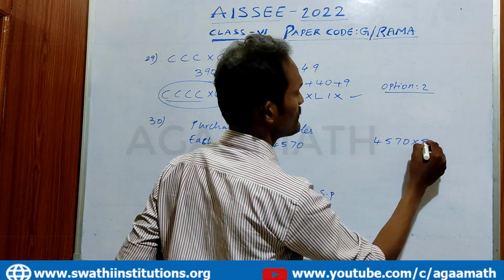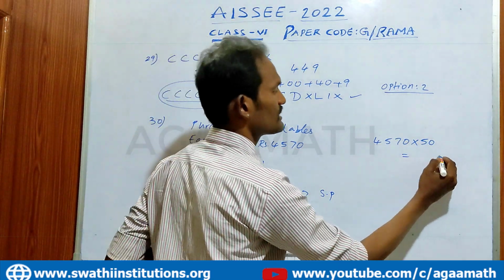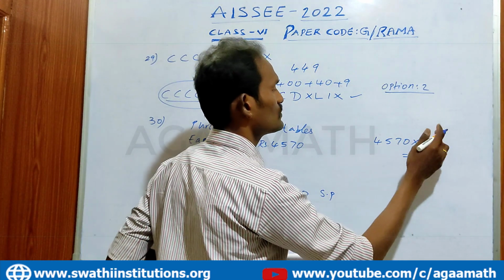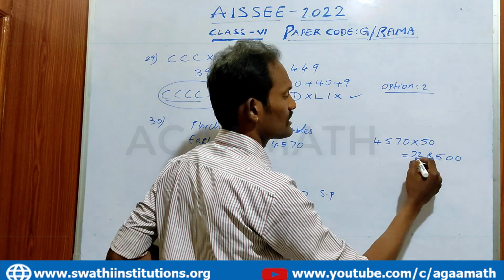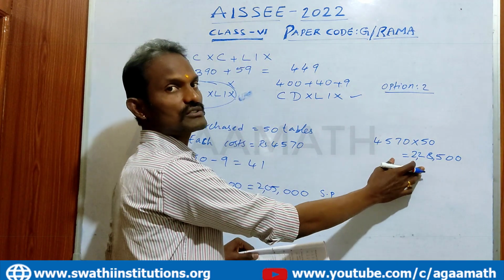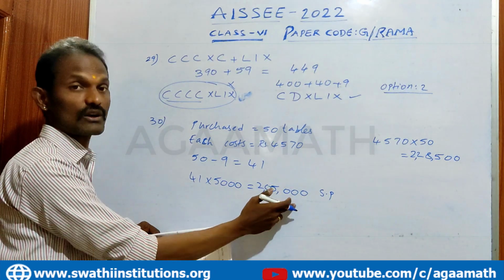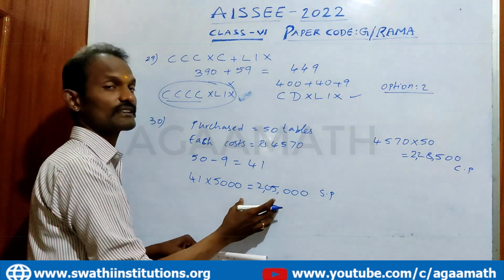4,570 times 50, right? So if I could find that, then 5 7 35, 3 remains, of as 25 plus 3, 28, 5 4s 20, 22 and 2 zeros. So he bought them for 2,28,500 and he sold them for 2,05,000. So this is the cost price which he bought, and this is the selling price.